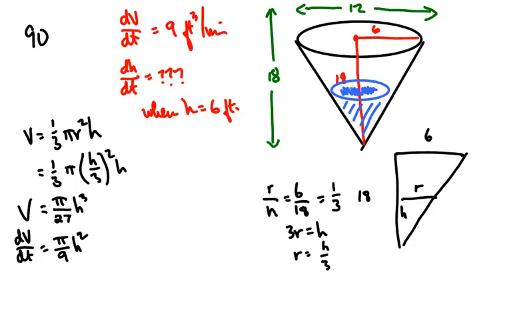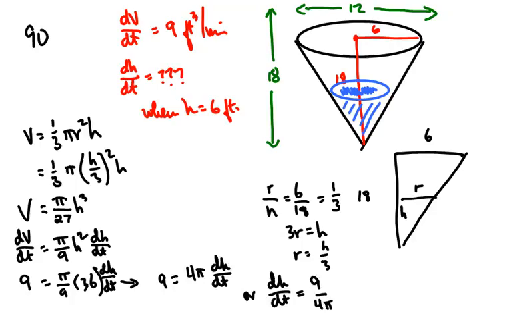We know that dV/dt is 9, and we know that h is 6 at the instant we're trying to find the rate of change of height, and 6 squared is 36. Sorry, I missed the most important part. When we differentiate with respect to time, we need to have a dh/dt. And finally, we get 9 is 4 pi dh/dt, or dh/dt is 9 over 4 pi, which is answer C.